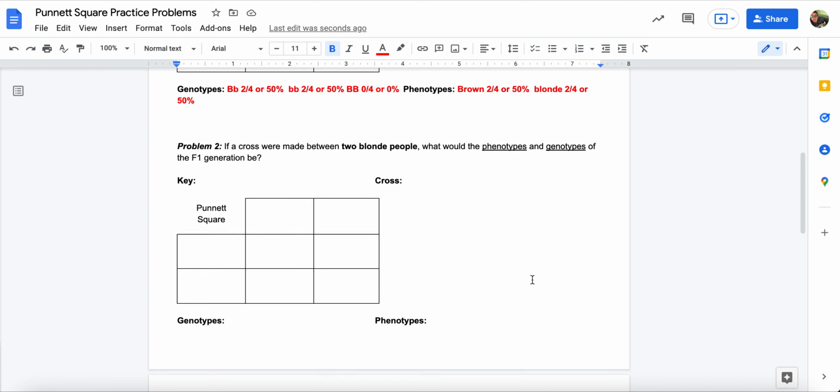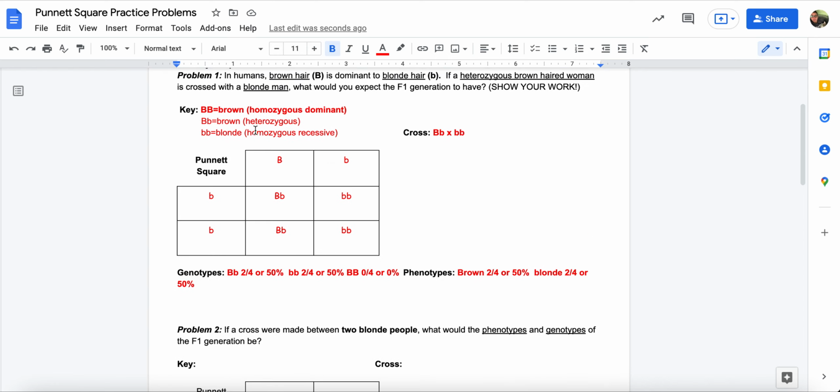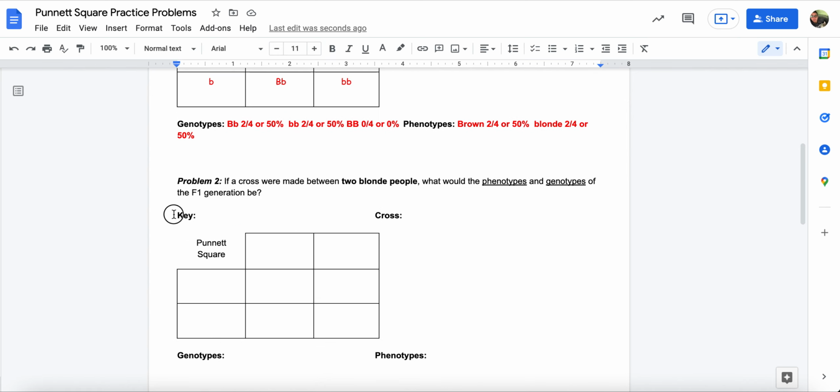Moving on to problem 2. So when we go to do our key, we're using the same problem, right? It's the same key. So I'm just going to go ahead and copy the key, and I'm going to paste it.